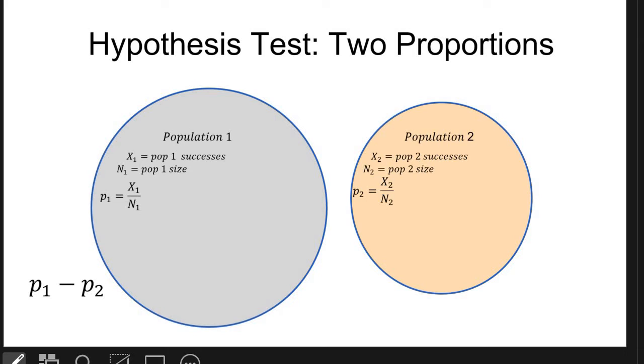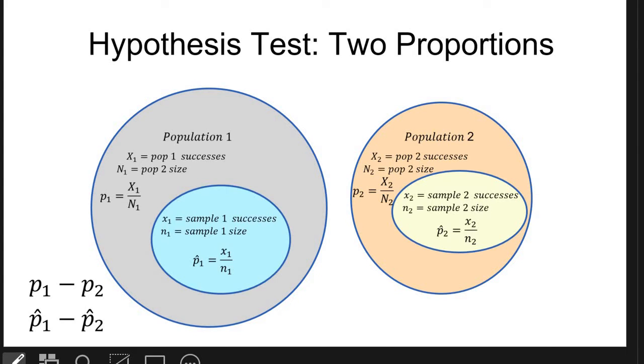In order to make this estimate or to test these claims, we have to go out and collect a sample. Within the sample, there's going to be a certain number of successes and a certain size. So these lowercase n1 are taken from uppercase N1. It's a smaller set that is trying to represent the entire population. We're going to take statistics from this sample to try to estimate the population parameter P1. The point estimate I'm going to use as an estimate of P1 is P1 hat, and the point estimate I'm going to use as an estimate of P2 is P2 hat.